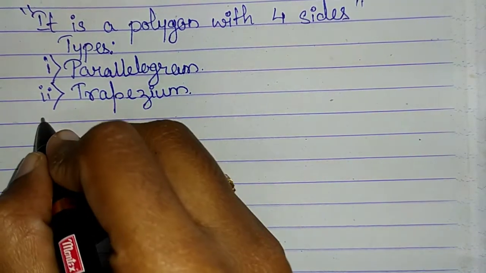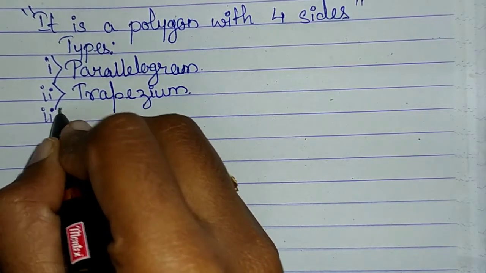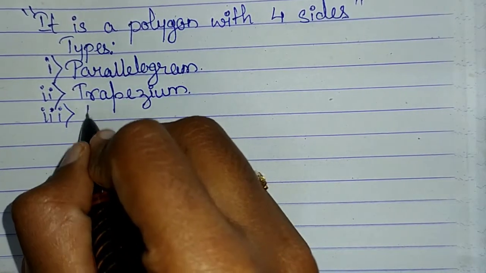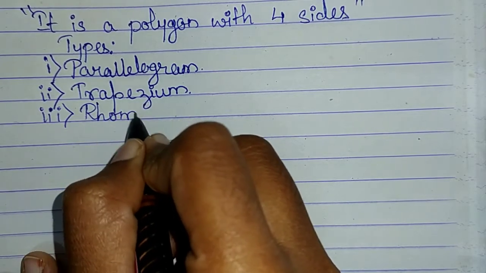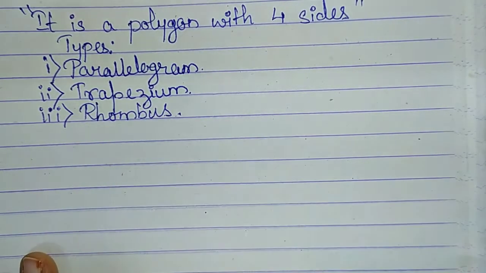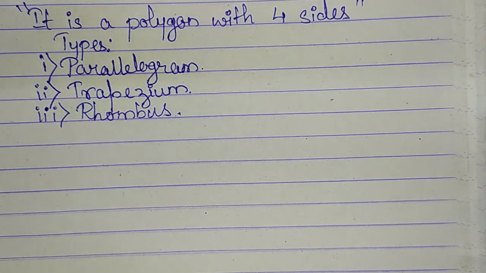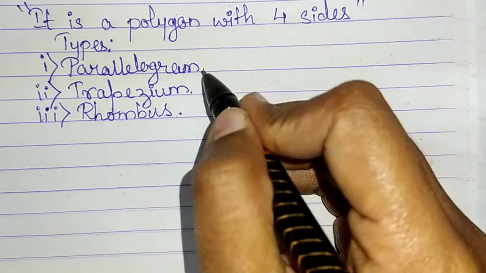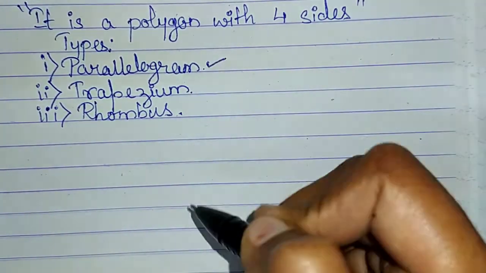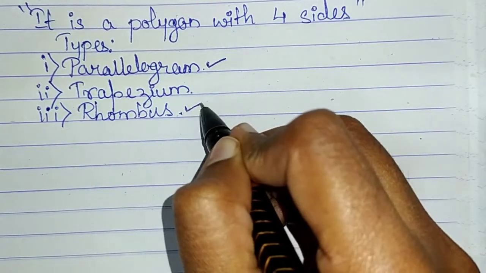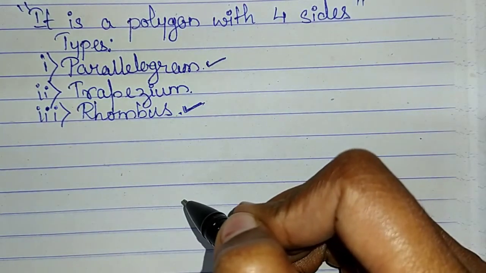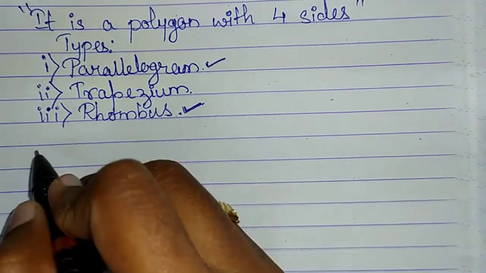And the third one is a rhombus. A rhombus is a special type of parallelogram. A rhombus is a quadrilateral in which opposite sides are parallel and equal. All the sides are equal to one another. In a parallelogram, only opposite sides are parallel to each other, whereas in a rhombus, all the sides are equal to one another.